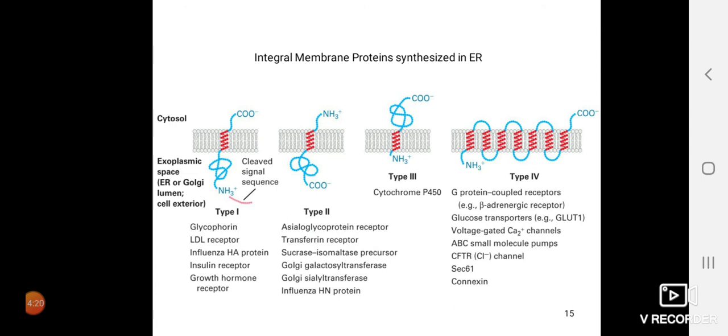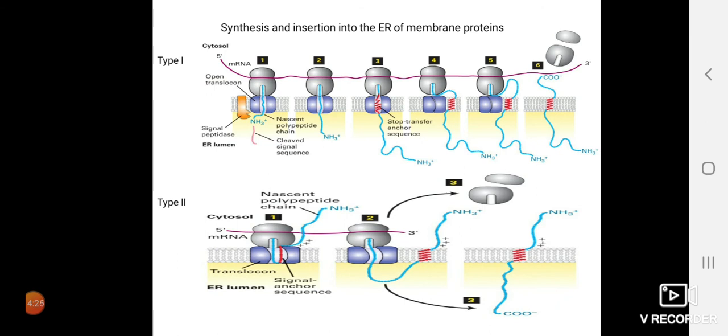This process is called co-translational insertion. Why is it called insertion? Because during translation, not just translocation takes place; the protein is actually inserted into the membrane of the endoplasmic reticulum. That's why it's called co-translational insertion. I'll continue with this co-translational insertion in the next video.